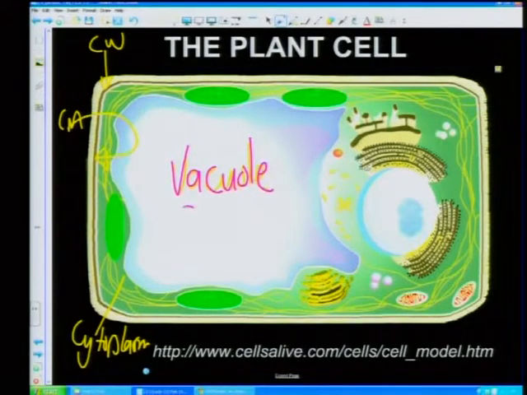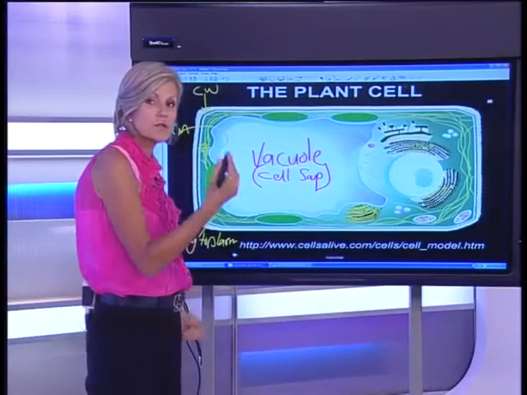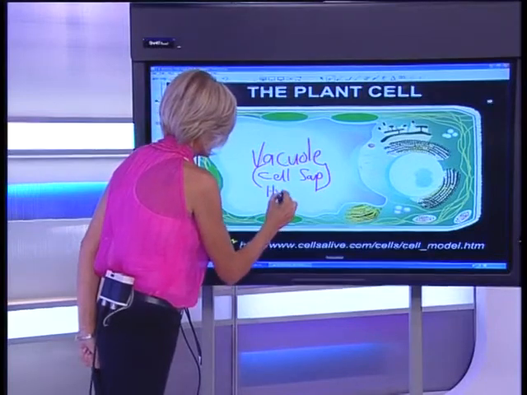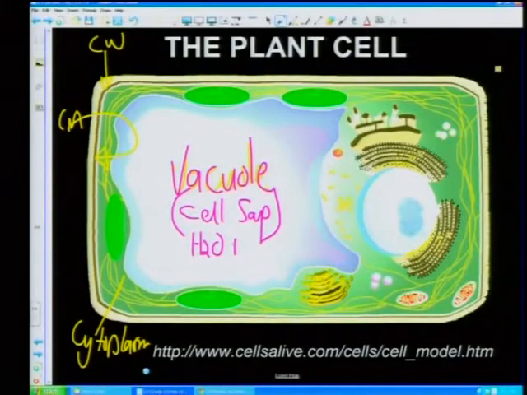It is filled with what we call cell sap. And cell sap is a combination of water and mineral salts. So in here we've got water and we've got our mineral salts. That sits and makes up part of the cell sap.